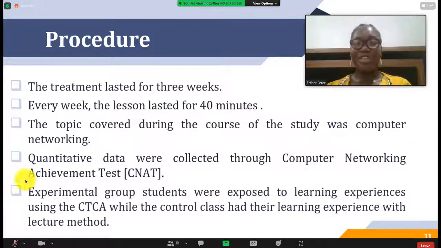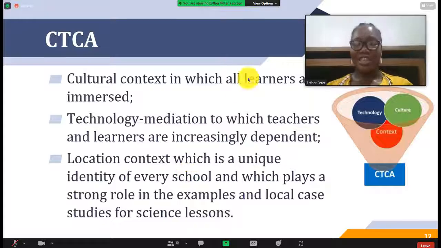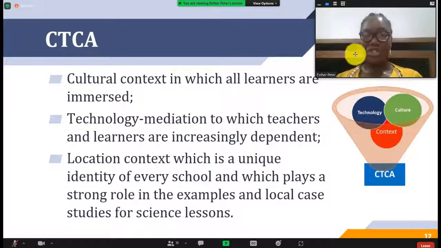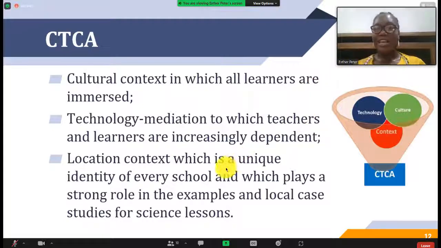The topic covered during the course of the study was computer networking, and the instrument used to gather the quantitative data was the computer networking achievement test. CTCA is the approach that was used to teach the experimental group, and CTCA comprises 3 components: the culture, the technology, and the context.